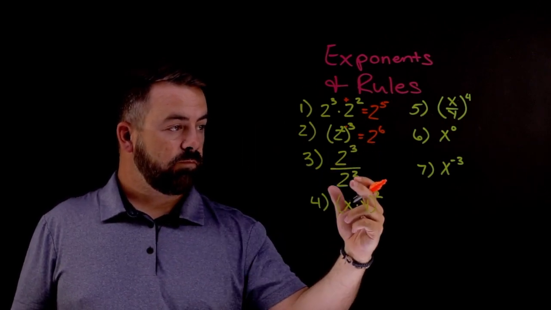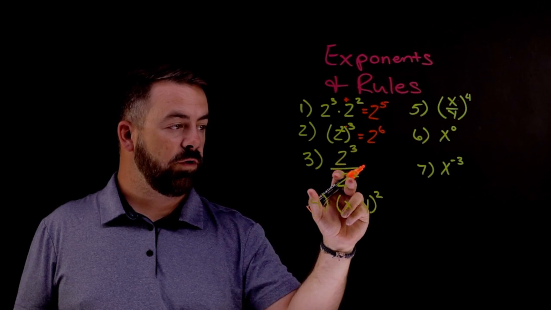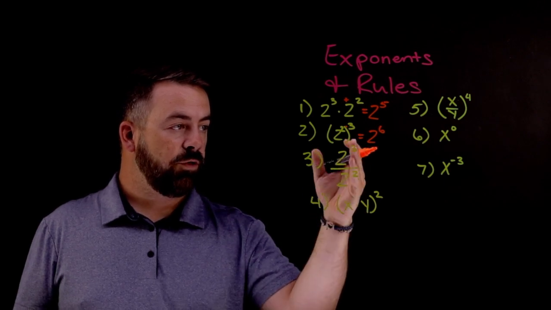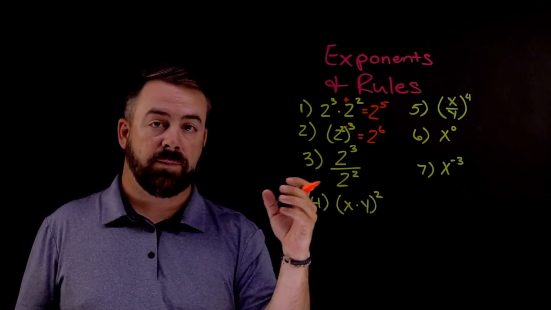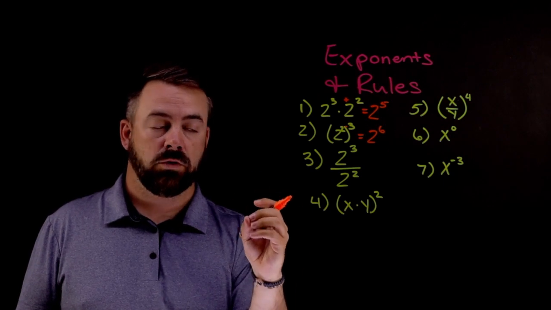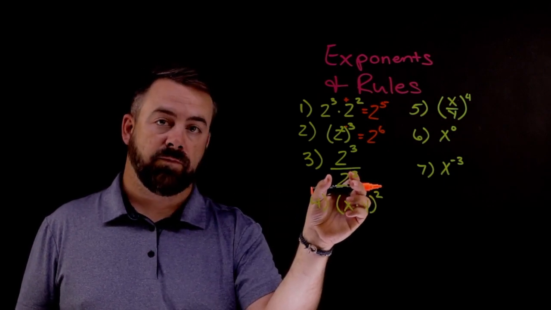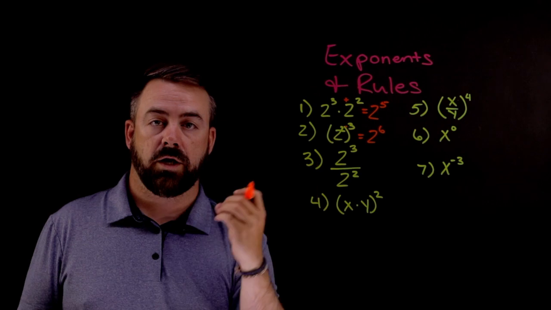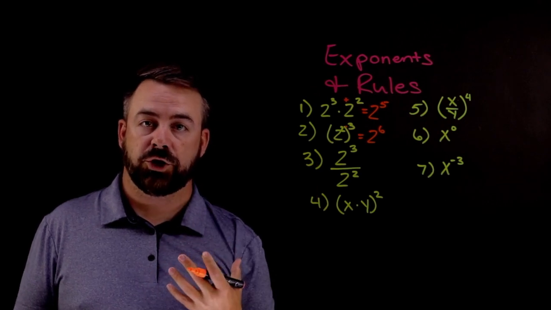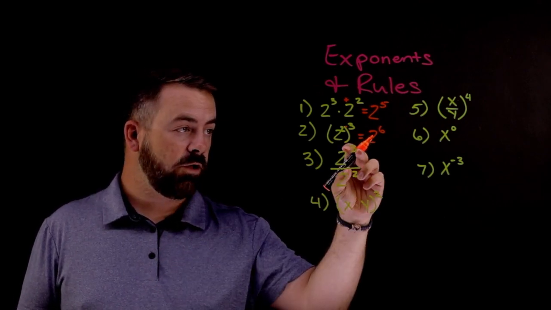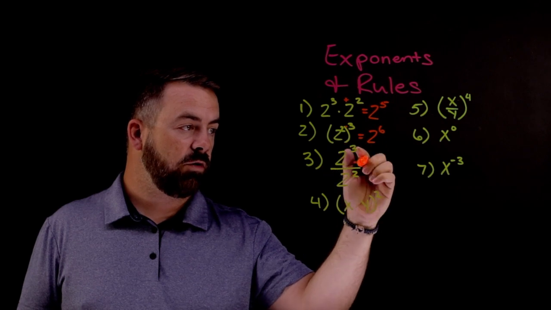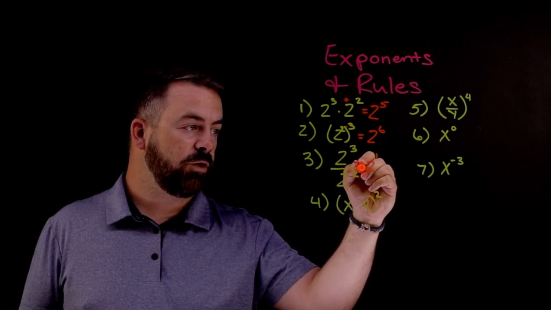Division. If I have common bases or the same base, this is 2 cubed. That means there's 3 copies of 2 and there's 2 on the bottom. There should be a shortcut on what we're allowed to do with all of those 2's. And the shortcut is you're allowed to subtract those exponents. 2 to the 1st power.